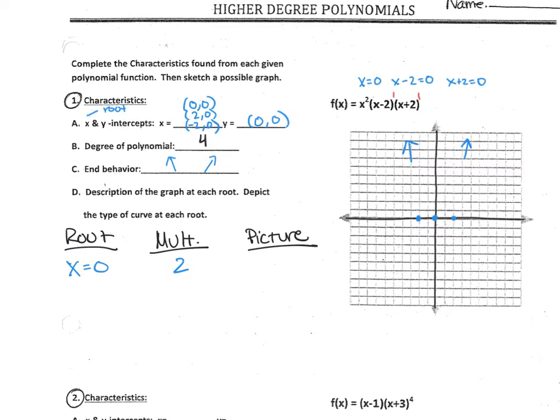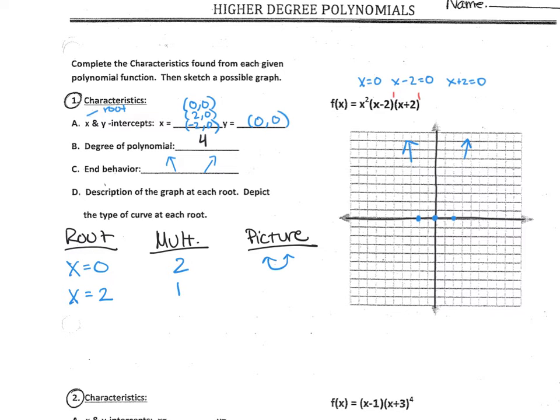And when there's a multiplicity of 2, it means there's a bounce. Now, I don't know if it looks exactly like that. I don't know if it'll be facing upward, but I do know it's going to look like a U shape around my x-axis. My next root we have is at x equals positive 2.